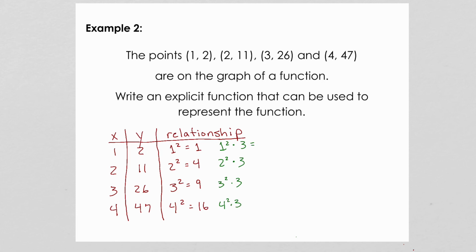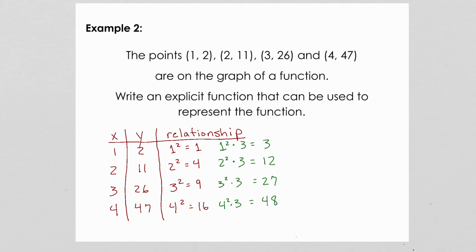All right, up here I get 3, excuse me. If you guys were watching me teach, you would have corrected me, I'm sure. 1 squared times 3 is 3. 2 squared times 3, that's 4 times 3 is 12. 3 squared is 9, times 3 is 27. And then 4 squared is 16, times 3 is 48.